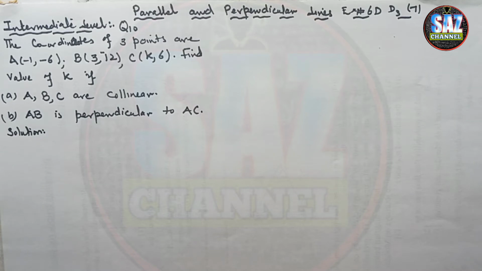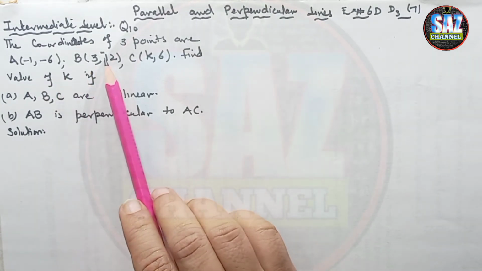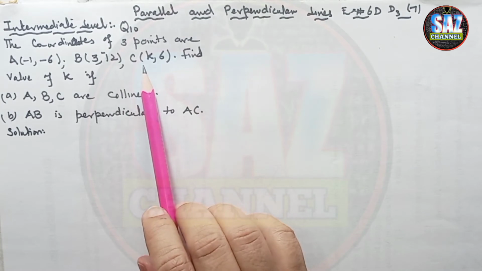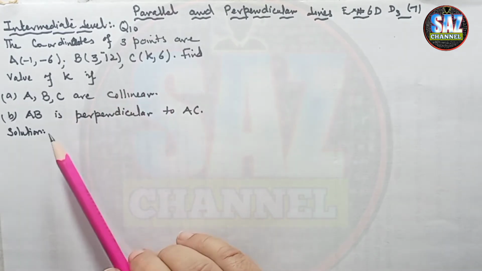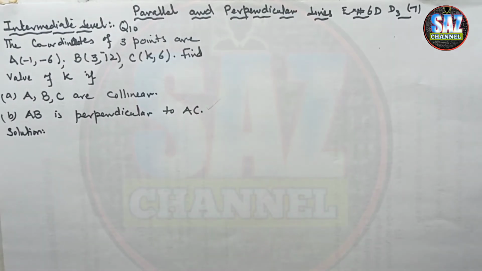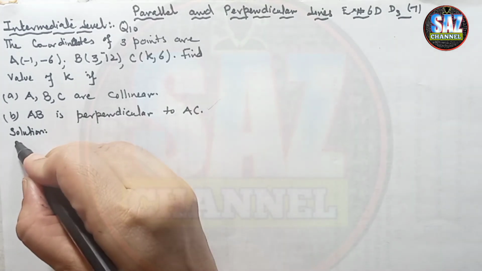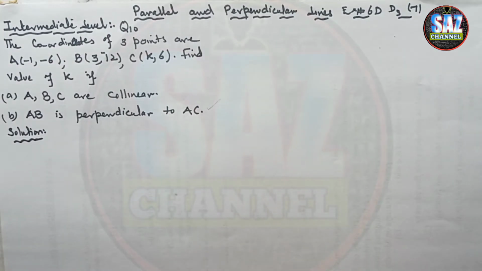Question 10 says that the coordinates of 3 points are A(-1, -6), B(3, -12), and C(k, 6). Find the value of k if A, B, C are collinear and AB is perpendicular to AC. In this situation, we are given 3 points and we have to find the value of the unknown under 2 conditions. The first condition is that the points A, B, C are collinear.